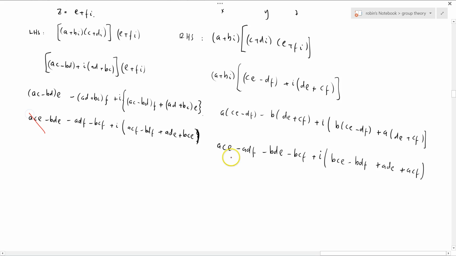We've got ACE there, ACE there, BDE, minus BDE I should say, and then minus BDE, minus ADF, minus ADF, minus BCF, minus BCF, ACF in the imaginary component, ACF, minus BDF, minus BDF, plus ADE, plus ADE, plus BCE. So each component on each side has an equivalent term on the other side. So the operation is associative.